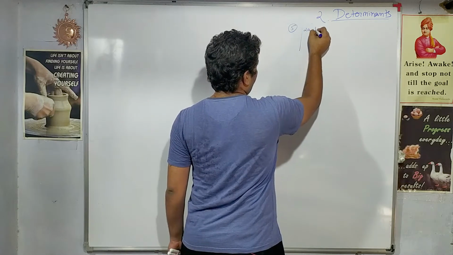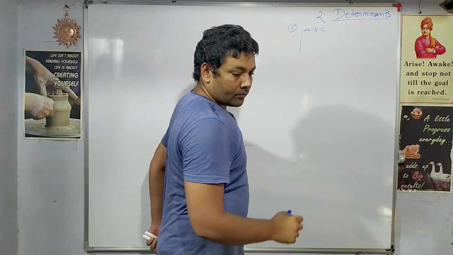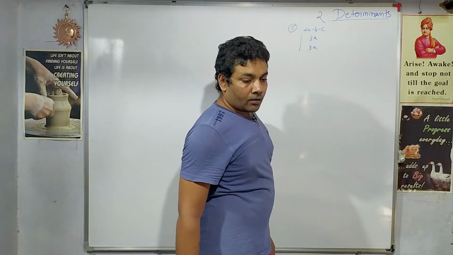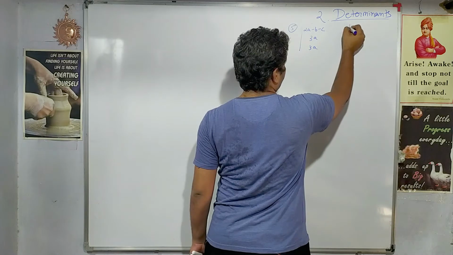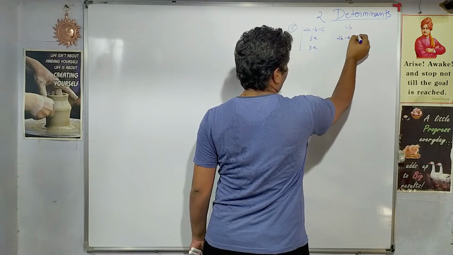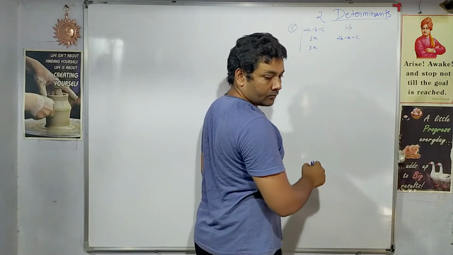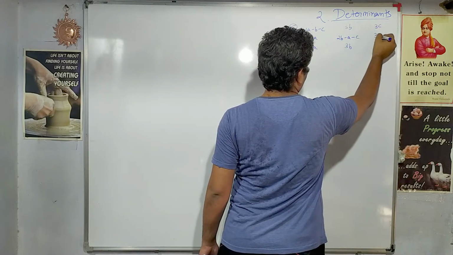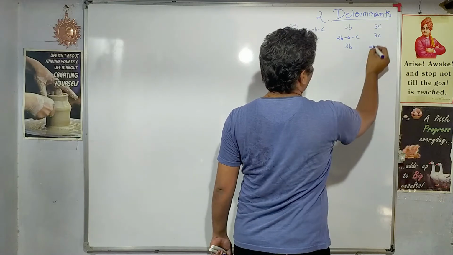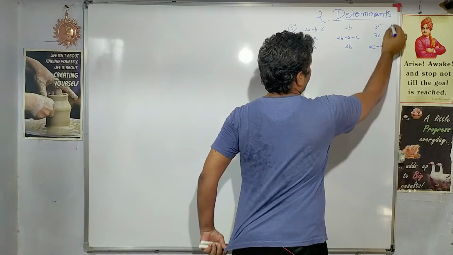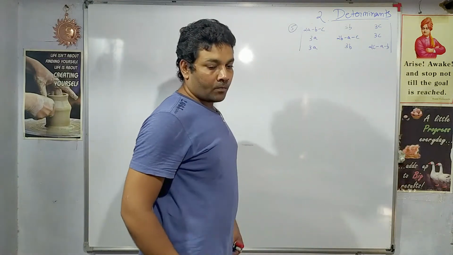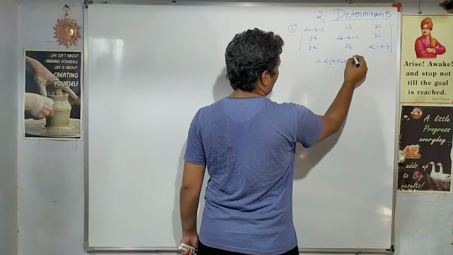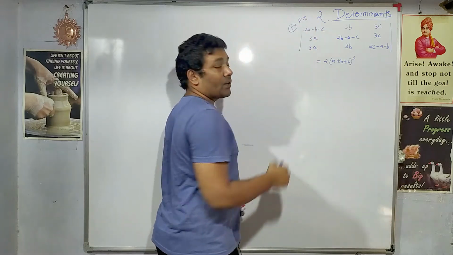Question is 2a minus b minus c, 3a, 3a, then 3b, 2b minus a minus c, 3b, then 3c, 3c, 2c minus a minus b, that is equals to 2 times a plus b plus c whole cube. This is again prove that type of the question.